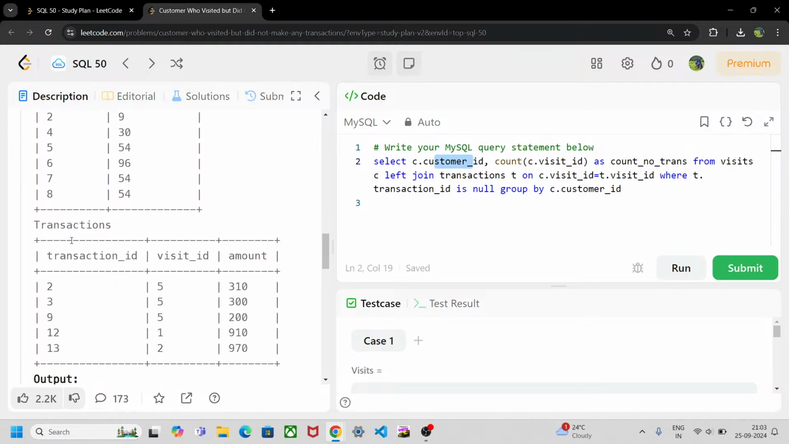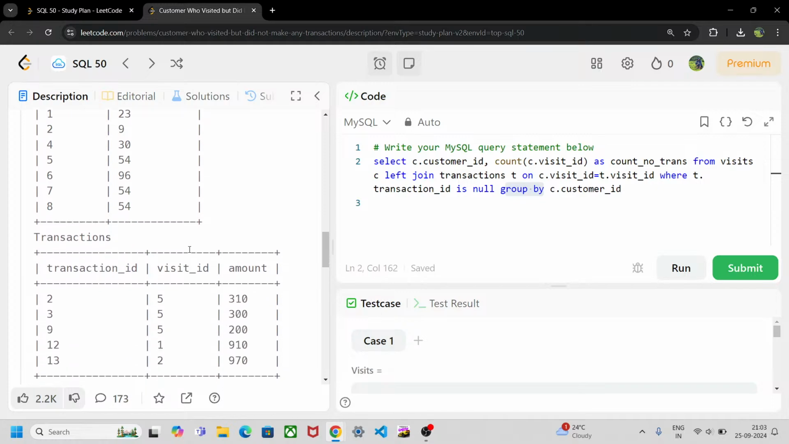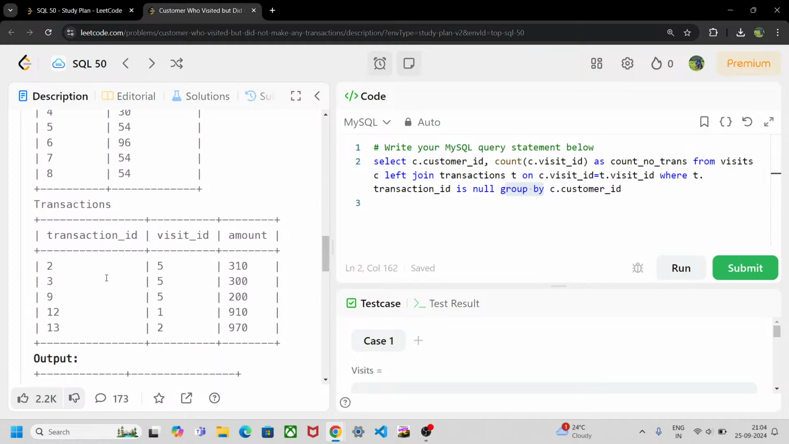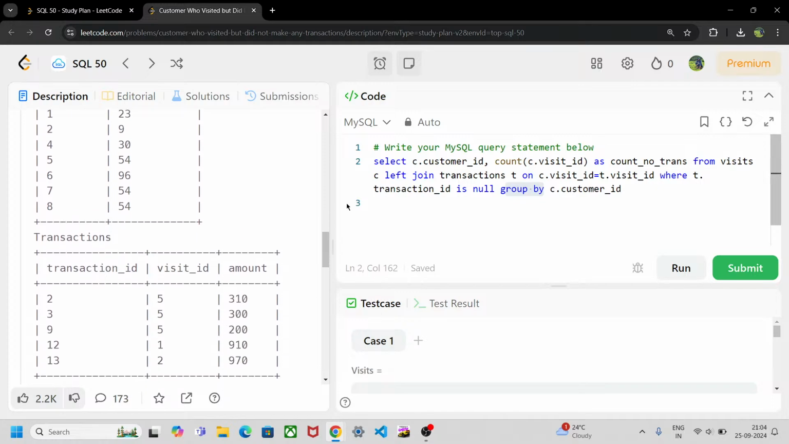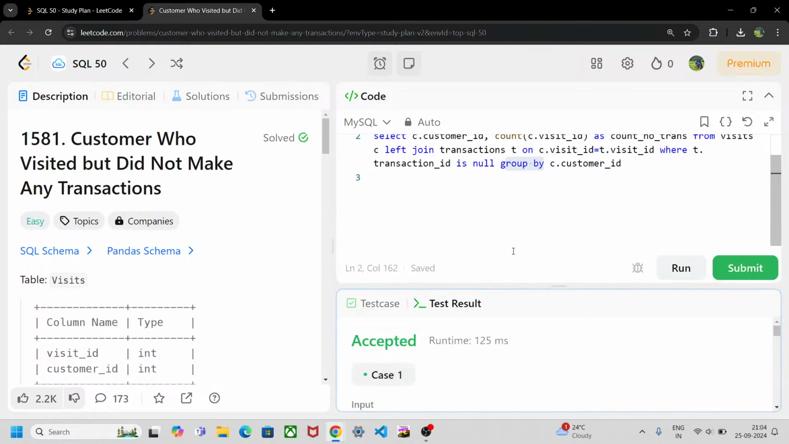We have not touched any column for now in the transactions. Now comes the actual part where T.transaction_ID is null, and we group by C.customer_ID. So we are grouping this by customer ID, and we are finding wherever the transaction ID is null. Let's run this query and see the output first, then we will try to find each thing again.